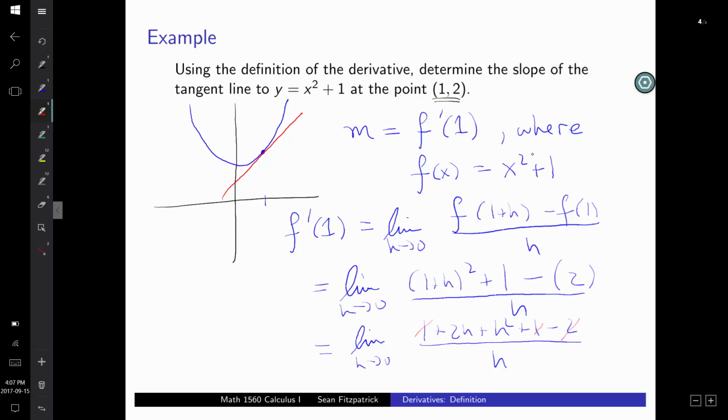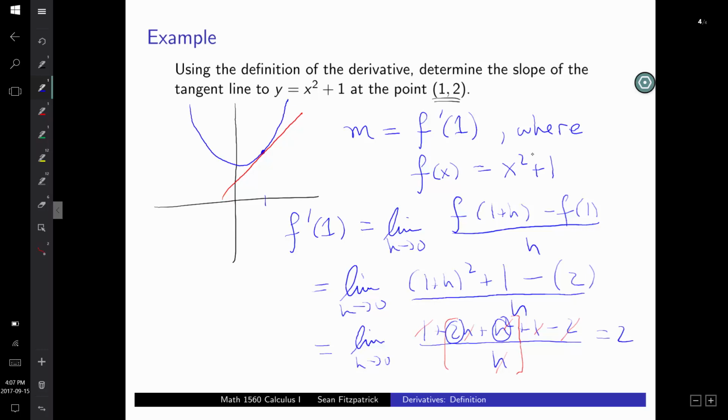First, 1 plus 1 minus 2 gives me 0, so those all disappear, leaving me with this here. And notice here that I can divide both of these terms by h, so 2h over h leaves me with a 2, h squared over h leaves me with an h. And now if I let h go to 0, what do I get? Well, I've got the limit as h goes to 0 of 2 plus h. H is going to 0. I get 2 for my limit.